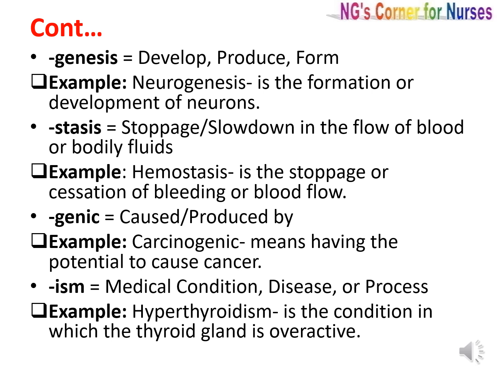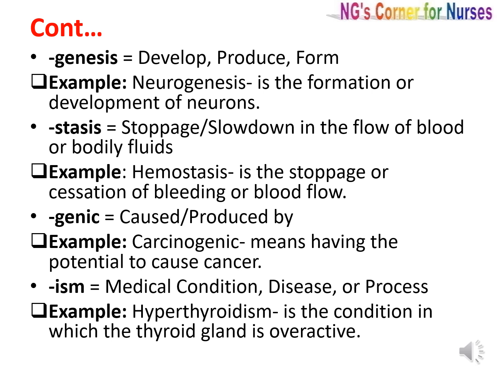Next, coming to the word genesis, which means develop, produce or form. As an example, we can say neurogenesis. The word neuro refers to neuron or nerves or related to nervous system. And genesis means development or production or formation. So the word neurogenesis refers to the formation or development of neurons.